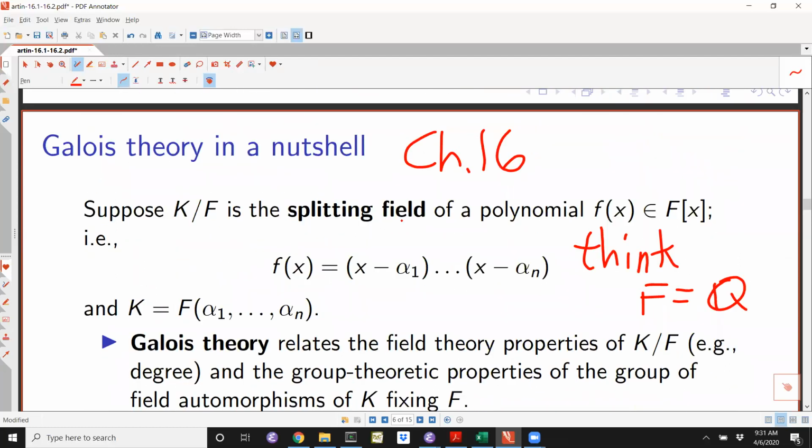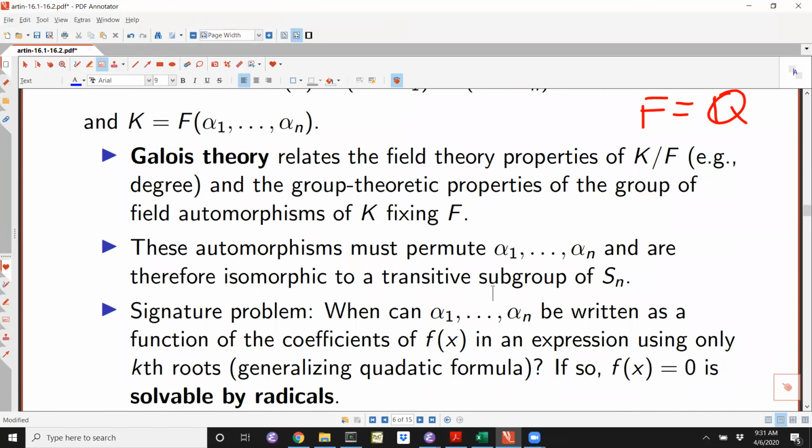Transitivity. If I say the word transitivity, thank you, Robbie, from earlier, that means that we actually have an irreducible polynomial. Not bad. Right. So the transitivity comes from the irreducibility of f.